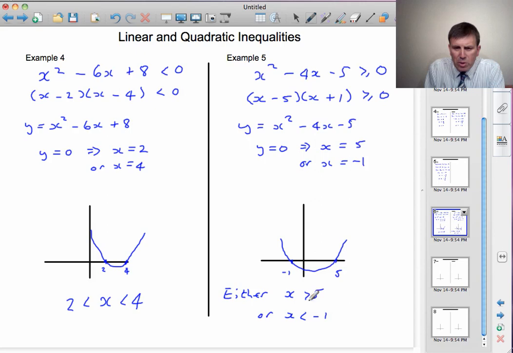And in actual fact, that should be greater than or equal to or less than or equal to, because of this slack inequality here. But it's important to separate them out, not try to write these as a single statement, because these can't both be true at the same time. Either x is greater than or equal to 5 or x is less than or equal to minus 1.